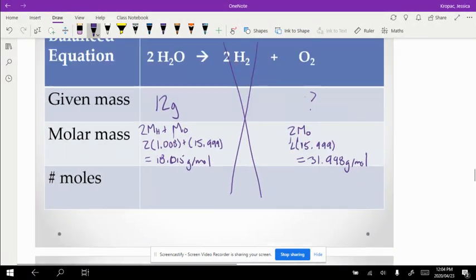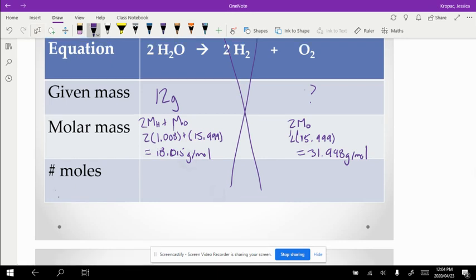Now I have my mass, now I have my molar mass, so I'm ready to proceed to my next step, and that's going to be finding my number of moles of water. I'm just going to remind you that the formula for number of moles is equal to mass divided by molar mass. So I'm going to take my mass of water that I was given, that's 12 grams, and I'm going to divide by my molar mass of water that I just calculated, 18.015.